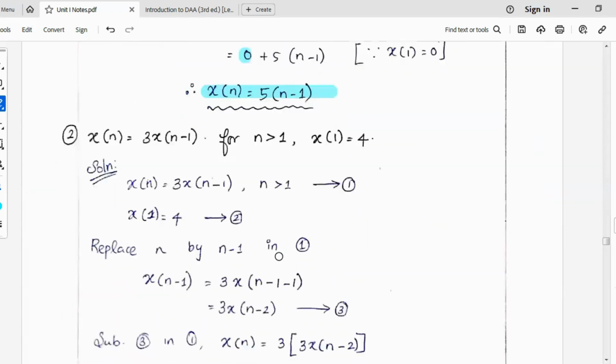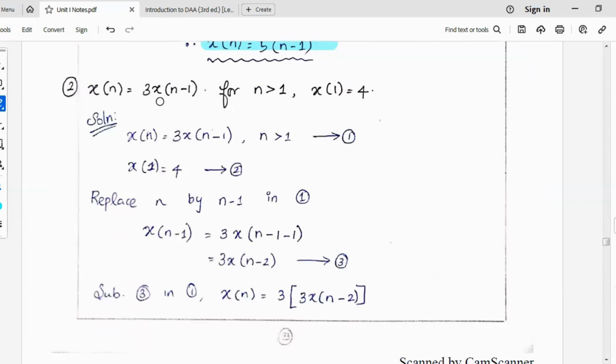So second problem, x of n equal to 3x of n minus 1. Here also, x is defined in terms of x. So x of n, here x of n minus 1. Again, it is a recurrence relation. The given base condition is x of 1 equal to 4, right?